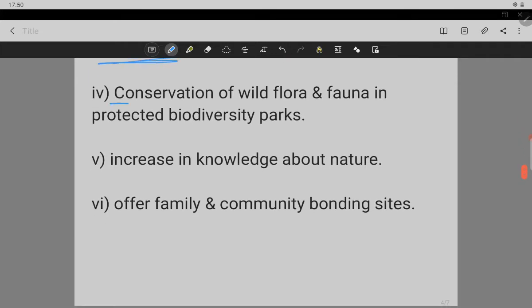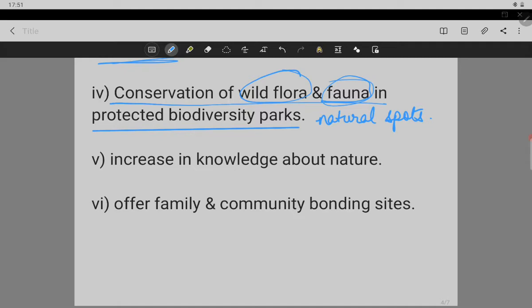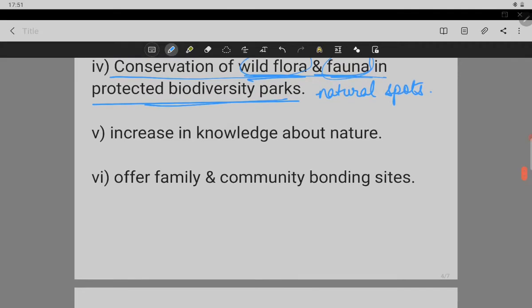Then the next is conservation of wild flora and fauna protected in biodiversity parks. So, wild flora is the flowers, the plants, the trees. Fauna is the animals which may be found in protected areas. So, if we are able to protect natural spots, yes, there is beauty, plus we can also conserve natural flora and fauna in these biodiversity parks.